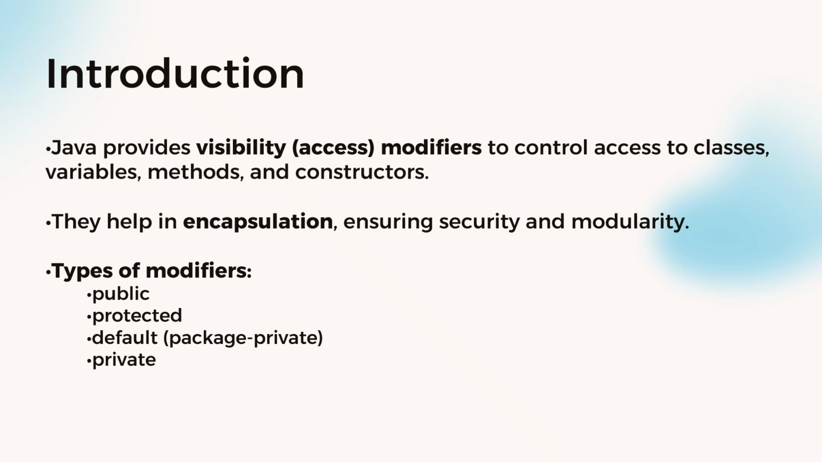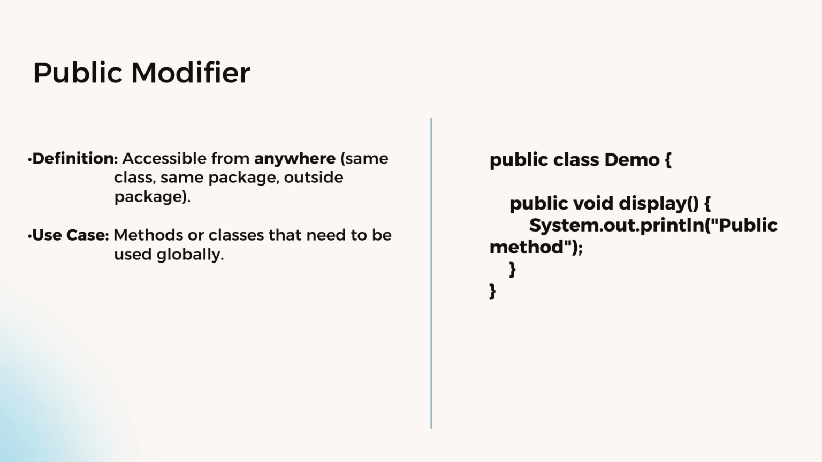The four visibility modifiers in Java are public, protected, default, and private. Let's begin with the public modifier. As its name suggests, public offers the widest level of accessibility. When a class, method, or variable is declared as public, it can be accessed from anywhere in your project, from the same class, another class, in the same package, or even from a class in a completely different package.